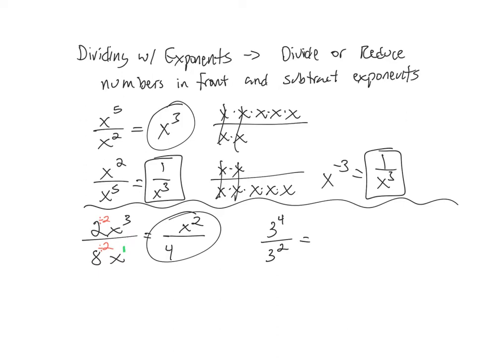These have exponents, so we would subtract the exponents. 4 minus 2 is 2. And 3 to the 2nd power is 9.